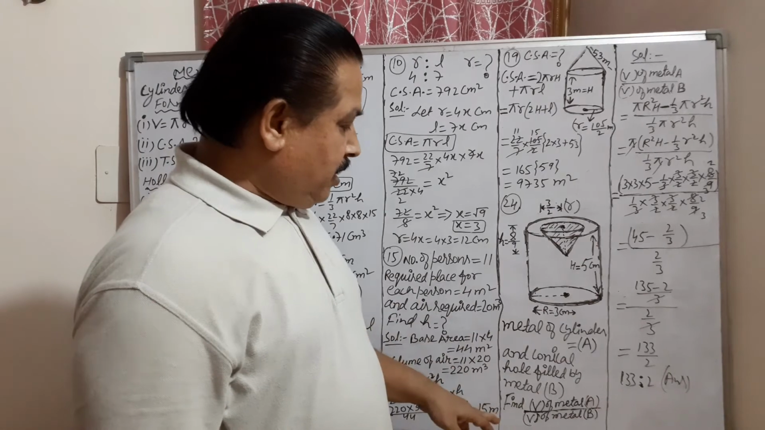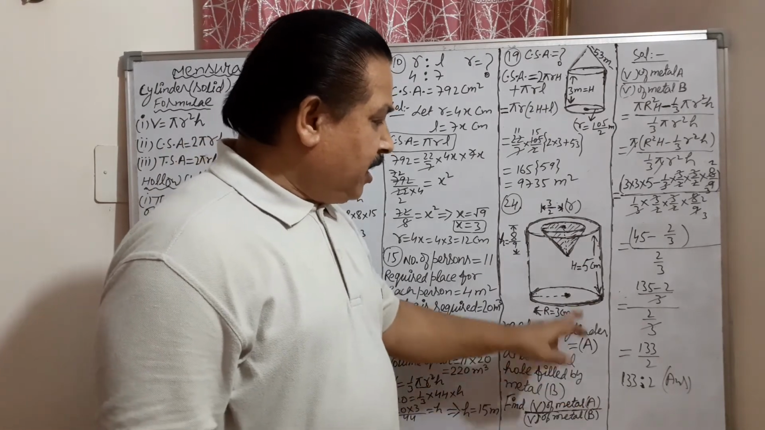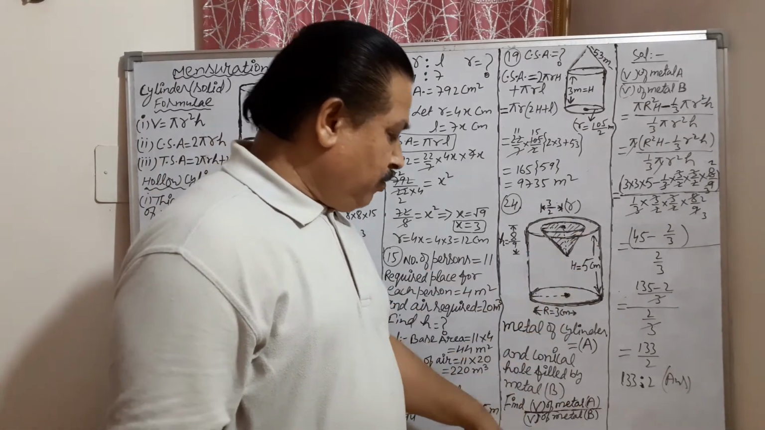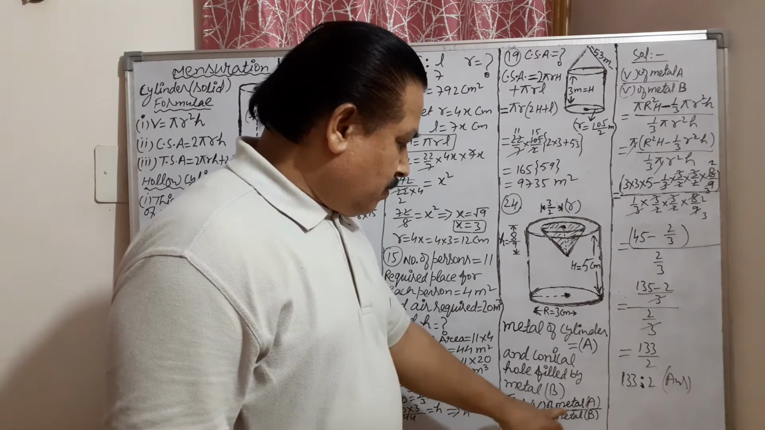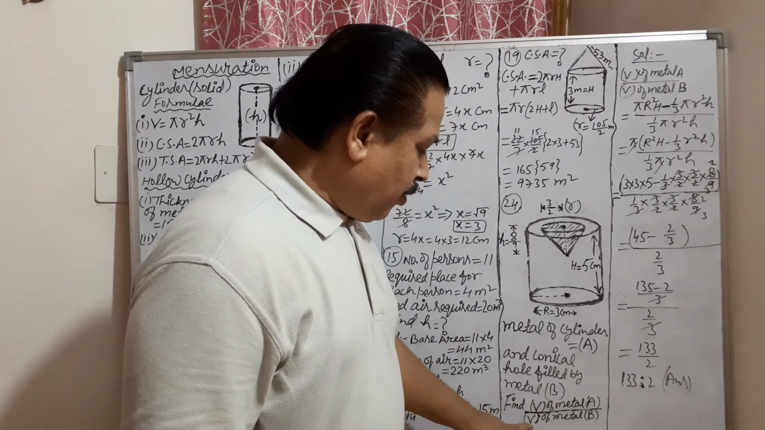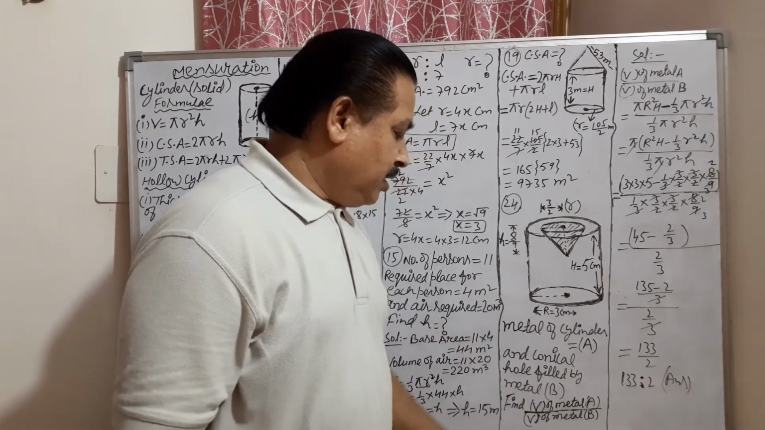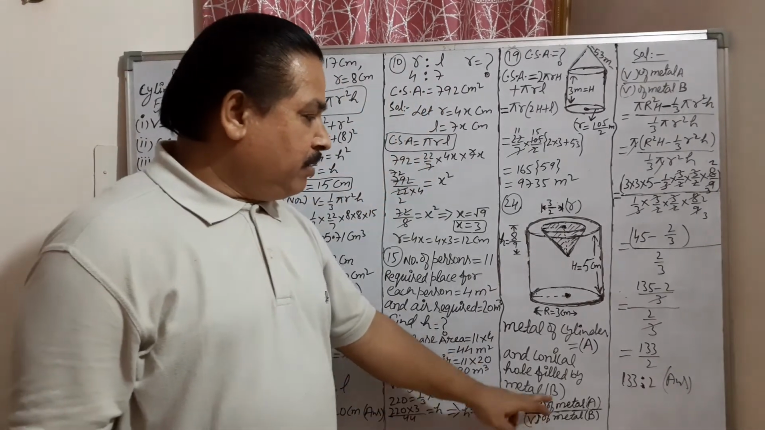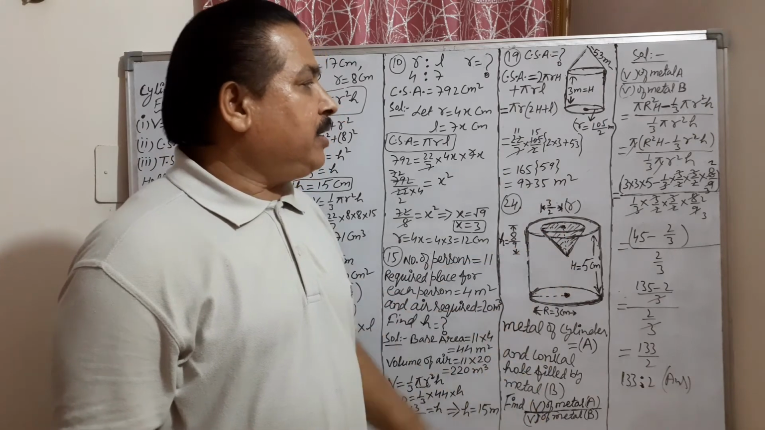Now they are asking to find the volume of metal A. Metal A means cylinder volume of metal A, upon the volume of metal B. So you have to find out the ratio between metal A and metal B.